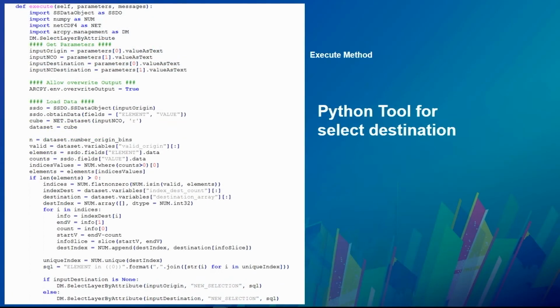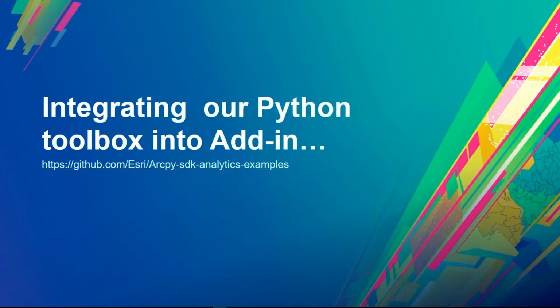Okay, and what does the execute look like? This, again, looks familiar to anyone who's used a Python toolbox: getting the parameters, doing the execution, using the core code that we provide that does the core analytics, and doing a few extra little things. This is just the execute code, but it's important because the execute code can be called through the .NET application as well. So we want to integrate our Python toolbox into an add-in now.